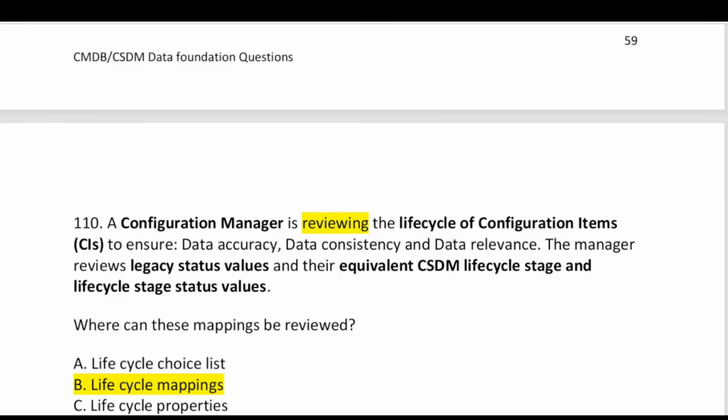Question is, a configuration manager is reviewing the life cycle of configuration items, CIs, to ensure data accuracy, data consistency, and data relevance. The manager reviews legacy status values and their equivalent CSDM lifecycle stage and lifecycle stage status values. Where can these mappings be reviewed?